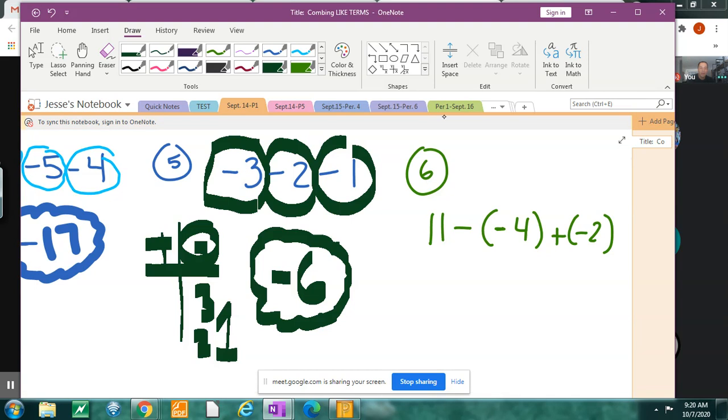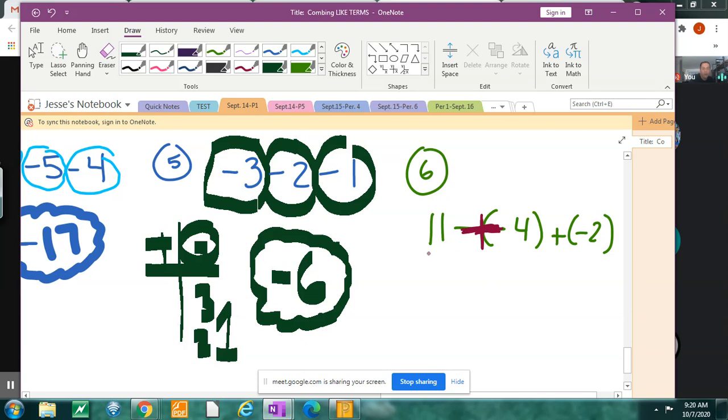All right, here we go. So what do you see here? 11 minus a -4 plus -2, right? So do you see a negative negative? Yeah, so we got to take care of that. So negative negative is right here. So see that? That's a positive. Okay, so 11 plus 4.